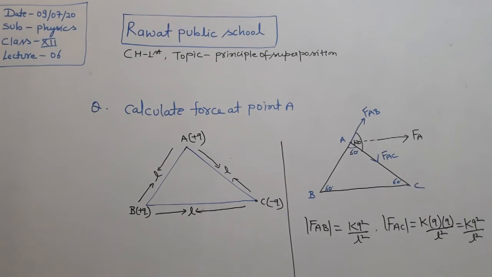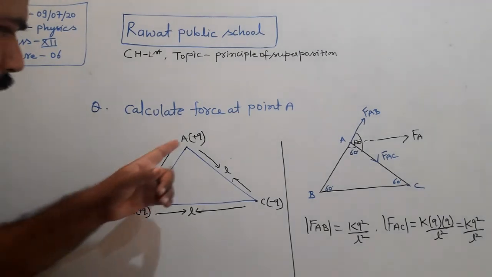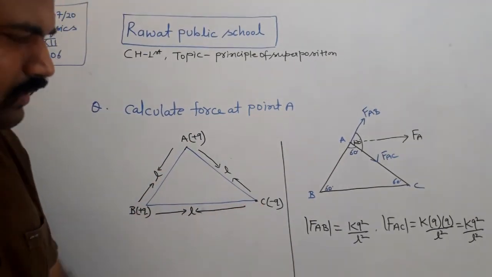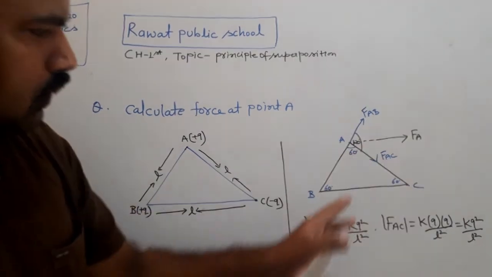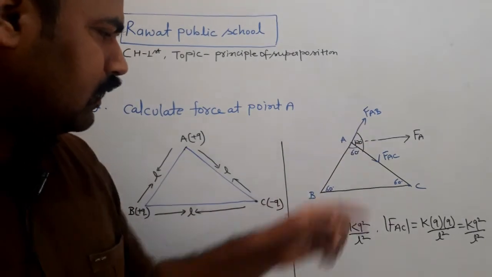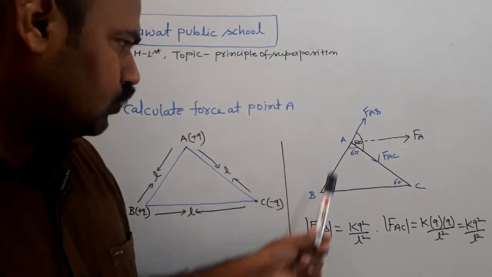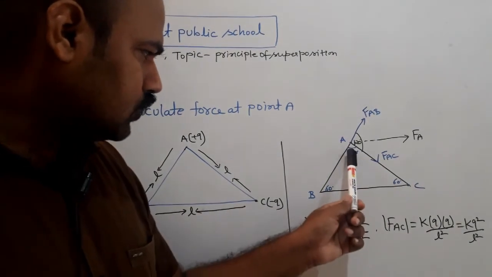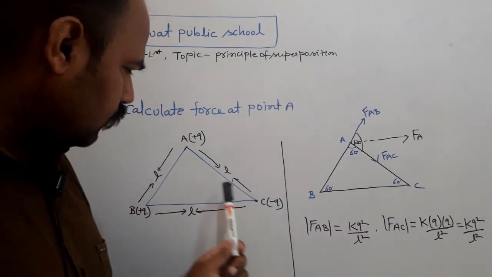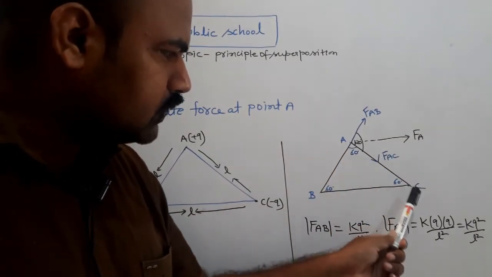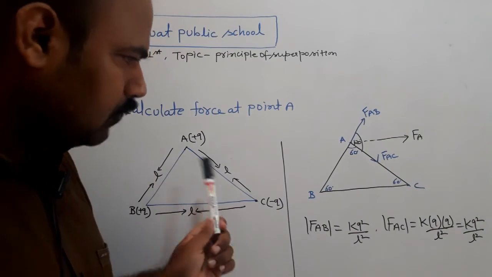Next question. Again we have to find the net force at point A. Here at point A is plus Q charge, B has plus Q charge, C has minus Q charge. So first we draw the force. B has positive charge, so it repels. This is the force at A due to B. Similarly, C has minus Q charge, so the force at A due to C attracts A. So here the direction of force at A due to C is towards C. The negative charge attracts the positive charge.